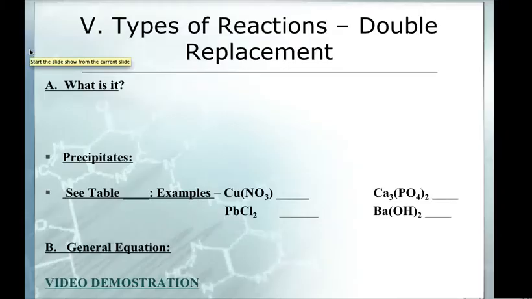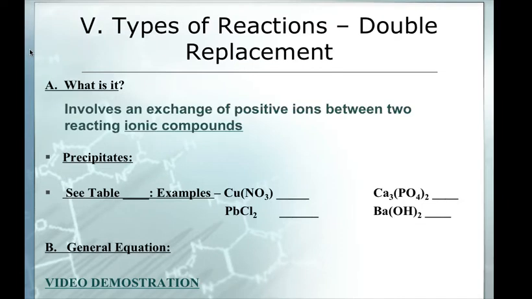Alright, so let's look at the fourth type of reaction. It's called a double replacement reaction. These always look very ominous. They look very intimidating because they usually have a lot of ternary compounds. So they can be kind of intimidating.